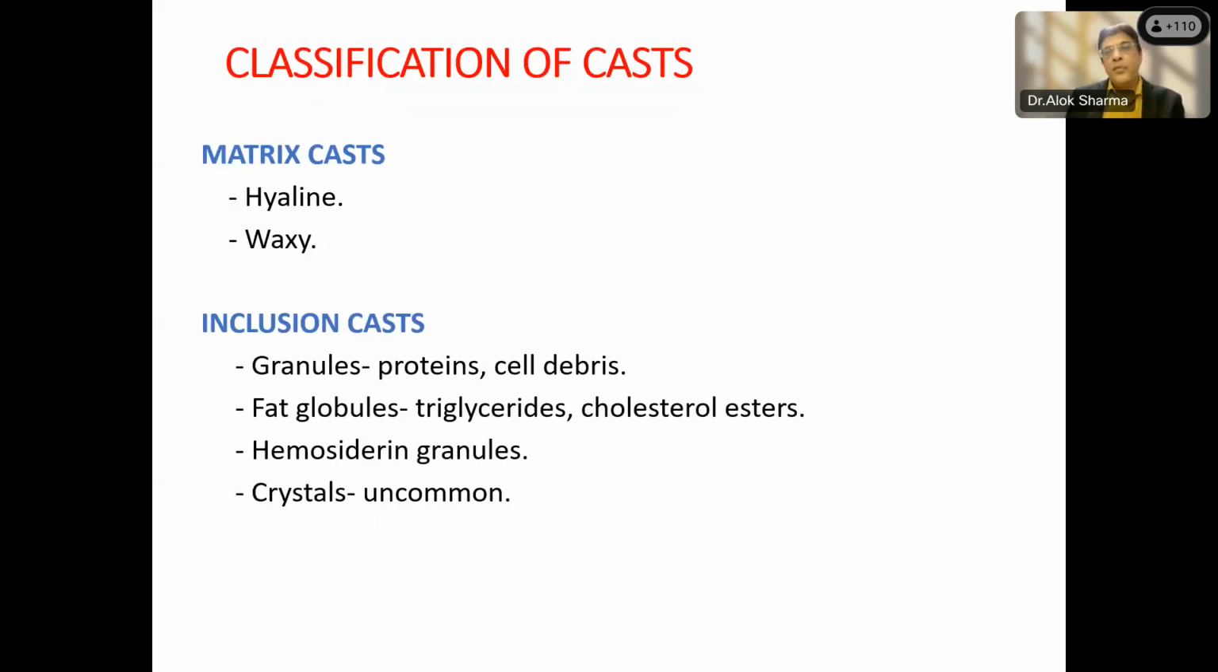Now, classification helps you to do a good examination so that you don't miss out on anything. If you look at it from a different angle, you can classify these casts as matrix casts. They are just composed of that basic matrix, which are hyaline or waxy or whatever you want to call it. And when cellular elements get added to it, then it becomes an inclusion cast. So you can have protein, cell debris, cholesterol esters, hemosiderin, or sometimes you can also get crystals within these.